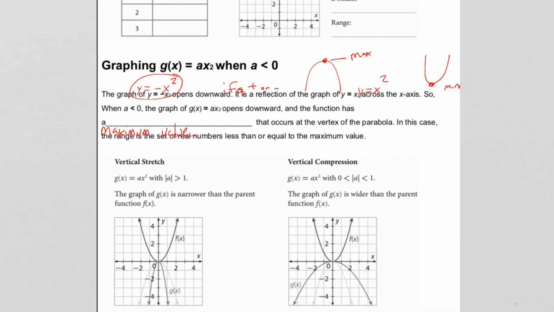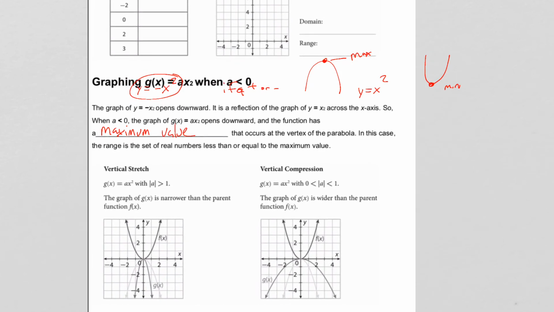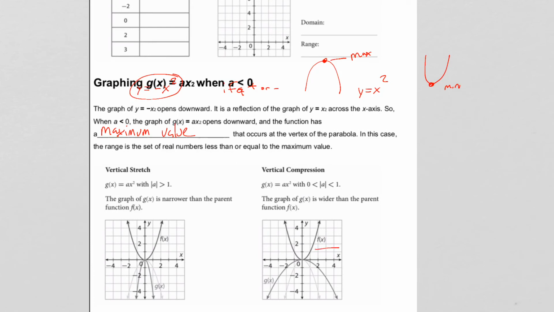You shrink this down a little bit so you can see the rest of this graph. And right here you see a is bigger than 0. The graph of g of x is narrower than the parent function. And right, vertical stretch and compression, it's just illustrating again, right there is the parent function.